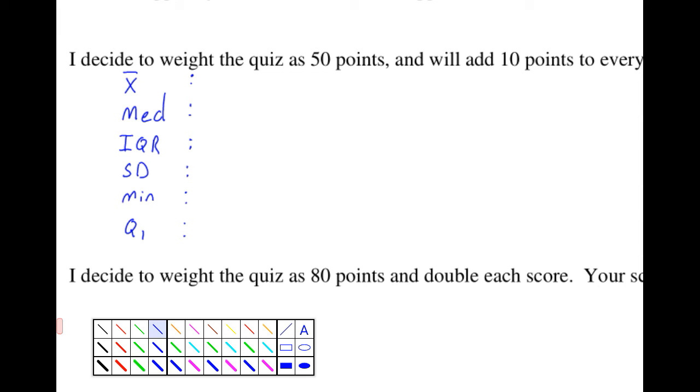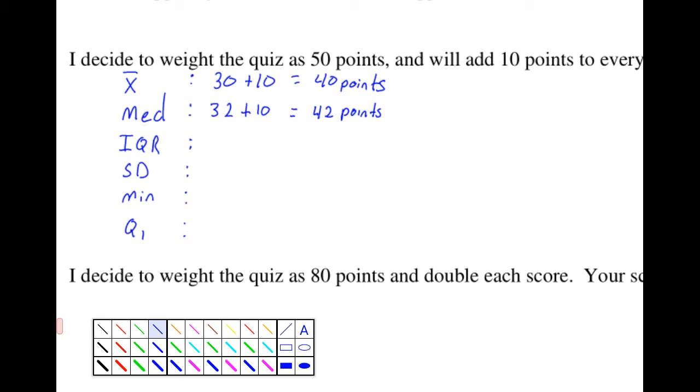So I decide to weight the test. This 40-point test is 50 points. I will add 10 to every score. Our mean was 30. I'm adding 10 points to that. So my new score is 40 points. Okay, the median was 32. I'm going to add 10 points to the median. And now our median score is 42 points.